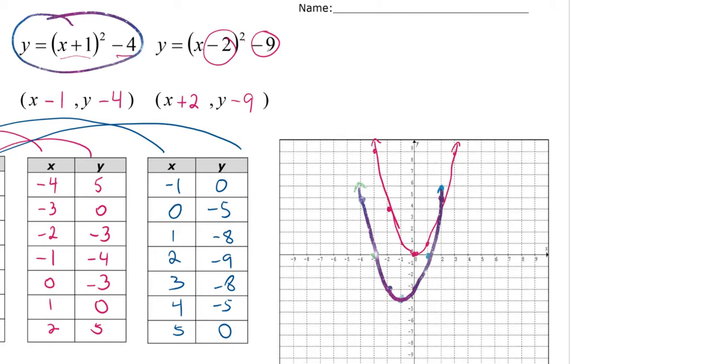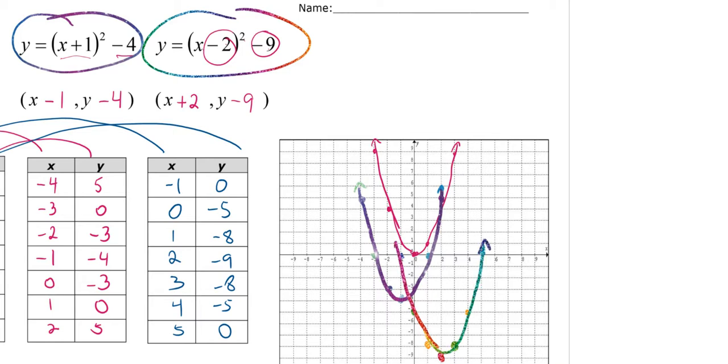And the last one here, let's use this rainbow colored marker. So this is a shift 2 to the right and 9 down. So if I plot the points of this parabola, start with the vertex 2 and negative 9, then the surrounding points, and there we go. There's our parabola shifted to the right and shifted down 9 units.